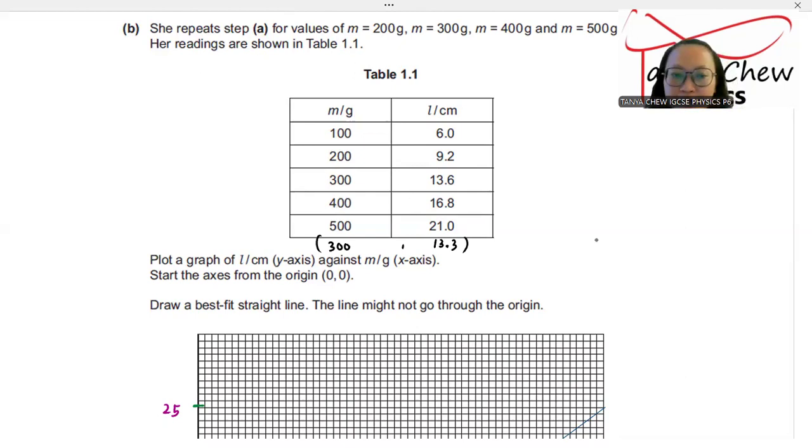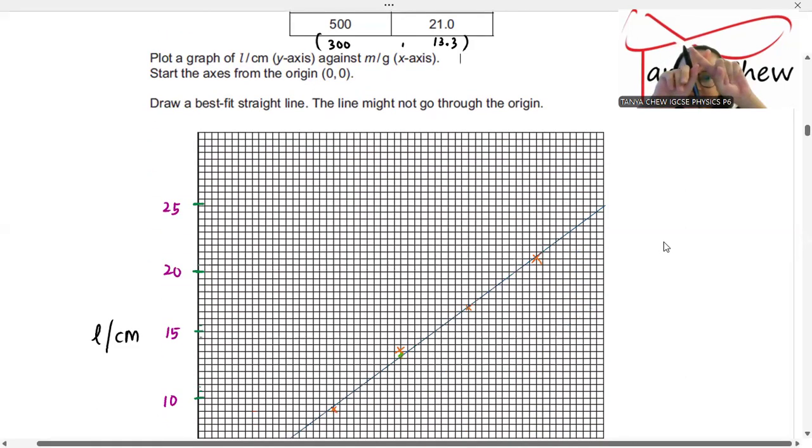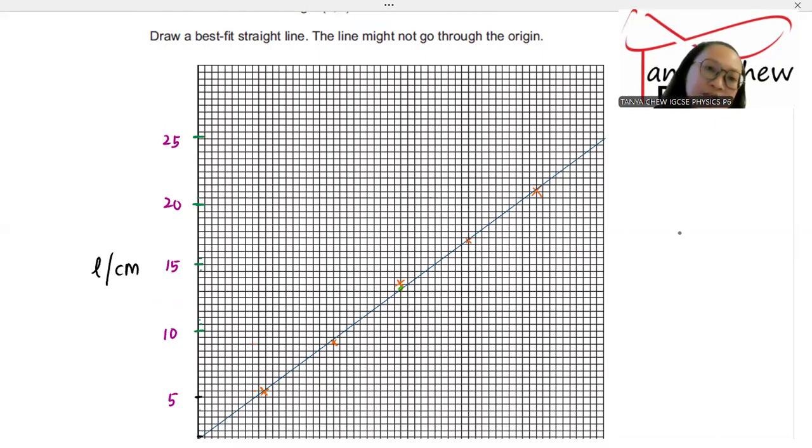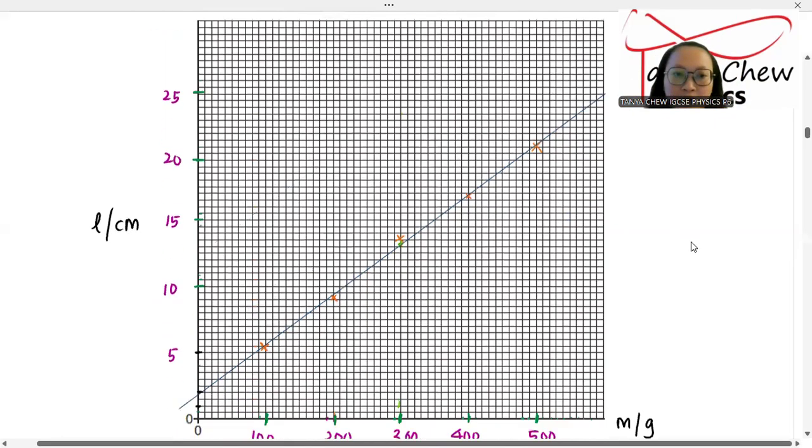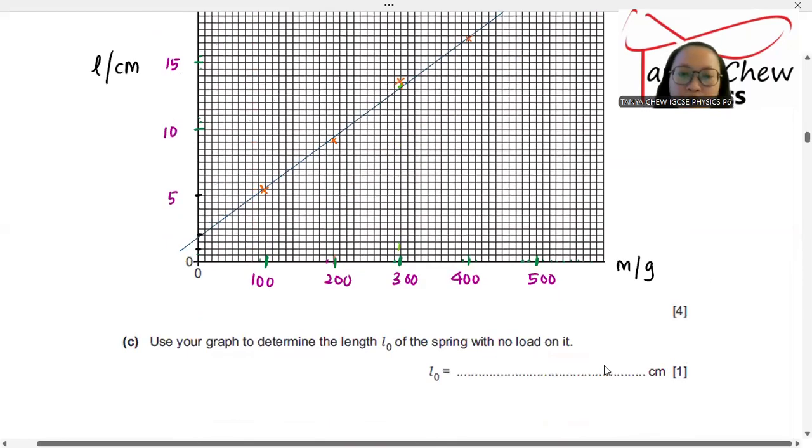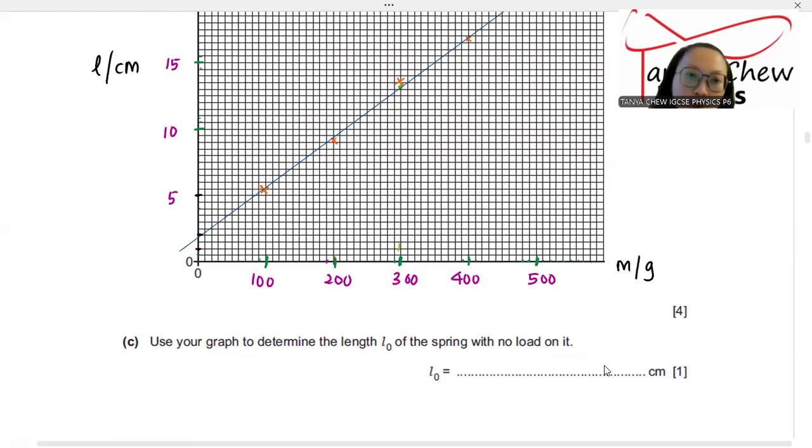So you can label your centroid, but don't put it as X. Just put a dot here. So you look at the green dot that I put here. This is my centroid. So my straight line passes through the centroid. Right. Now, use your graph to determine L naught of the spring with no load on it.